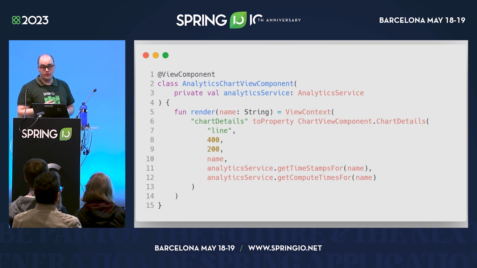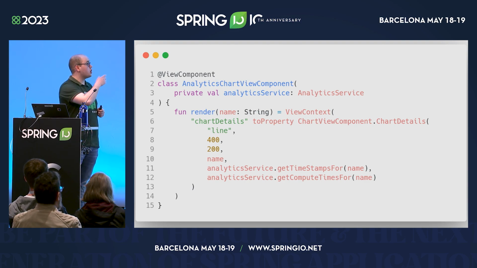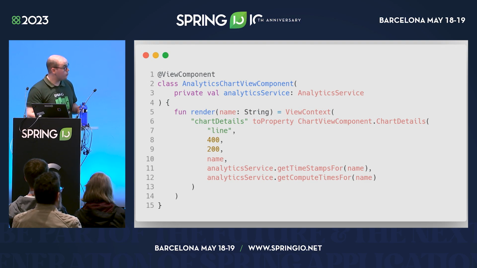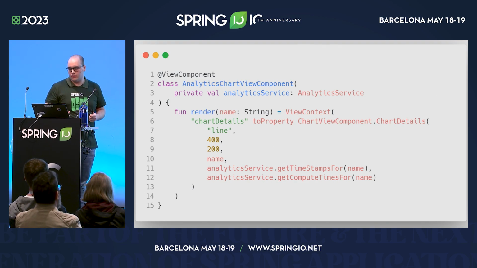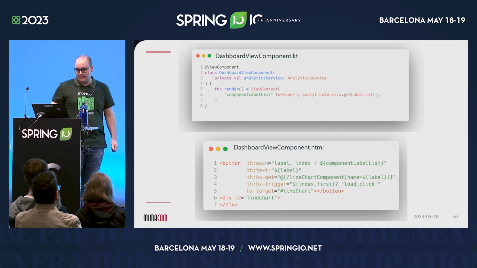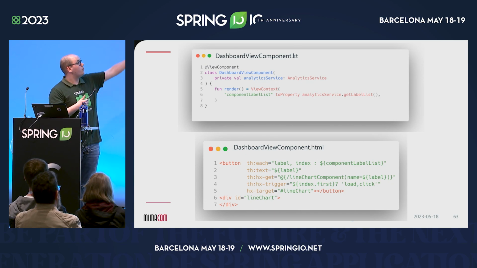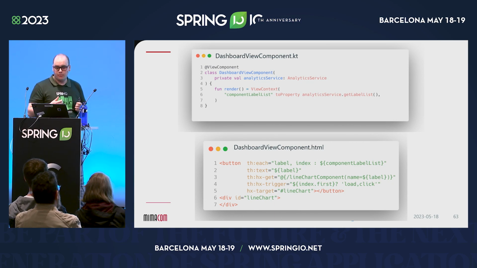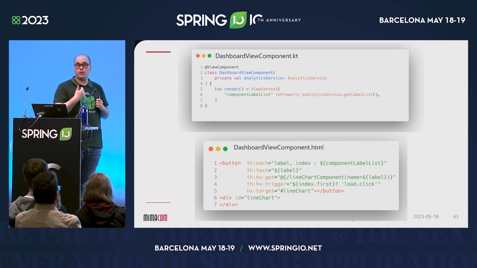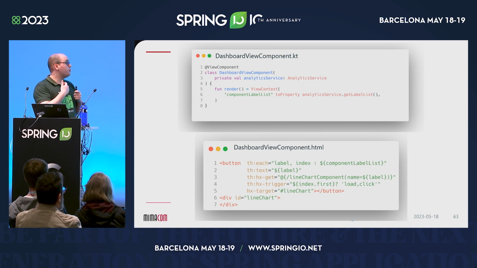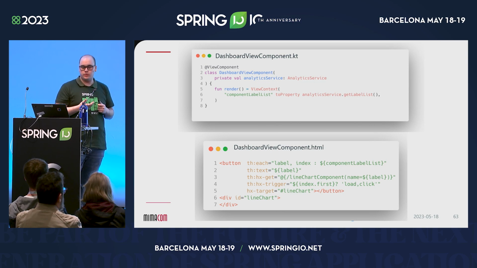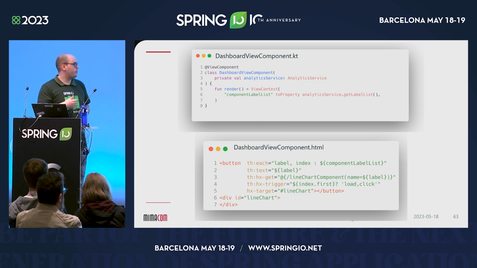As you can see, the view component self-describes the API through the chart details class. We can see what chart it is. We can specify the width and the height, the name, the data, and the labels for the data. Next, we look at the dashboard view component. We get all components by name from our analytics service as a component label list, and then reference each component by name. In our HTML at the bottom, you can see that we loop over this list with the th:each attribute. We set the button text with the th:text attribute.